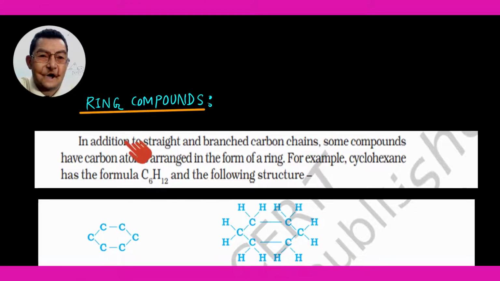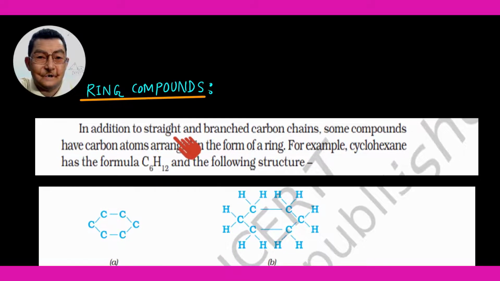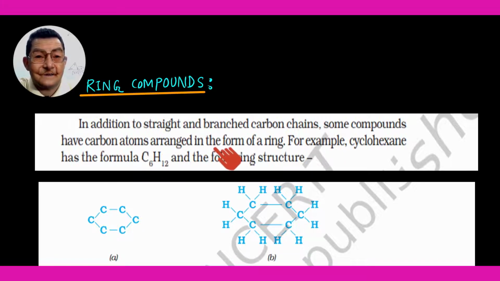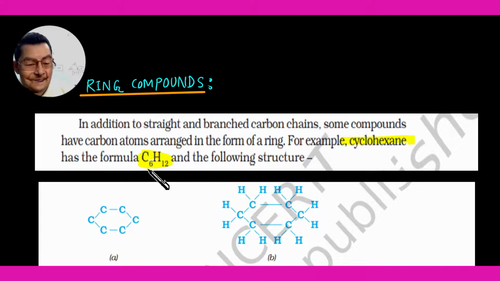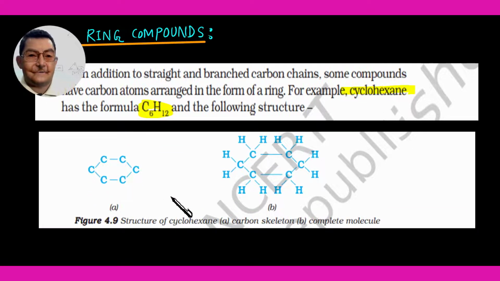Okay, students, let's now move on to the next topic. The next one is ringed compounds. In addition to straight and branched chains, some compounds have carbon atoms arranged in the form of a ring. That's why so many carbon compounds are possible. Why? Because they can be straight chain, branched chain, or even in the form of a ring. It gives some examples also, like cyclohexane, which has the formula C6H12.